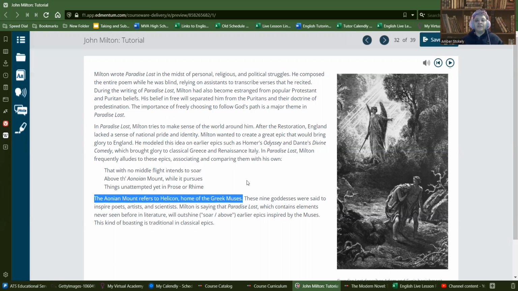Even if you didn't believe in the Greek mythology as like a religion or something like that, most people had read it, they were familiar with it, and they would recognize this if they saw it.